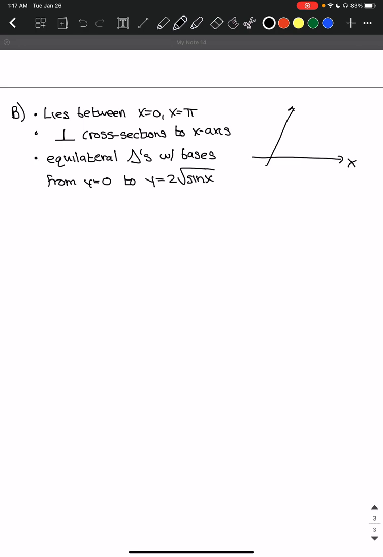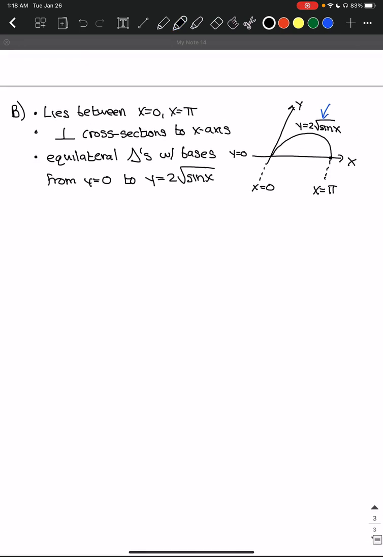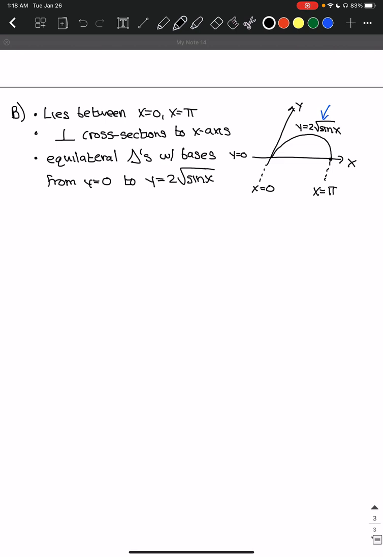We have x here, y here. The x-axis is the same as y equals 0. And then we have this function looking like this, which is y equals 2√(sin x). And our bounds here run from x equals 0 to x equals pi. Okay, great. You'll be looking at this on the exam and freaking out because it has a square root of sine x and you don't know how to integrate that, so we're going to hope that it goes away, and indeed it will.